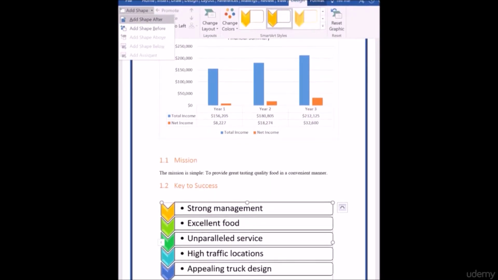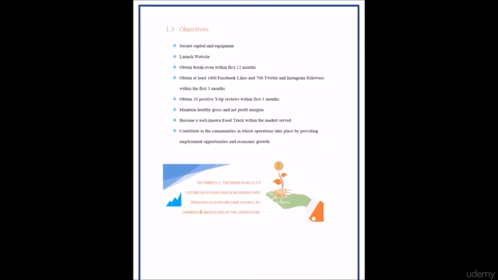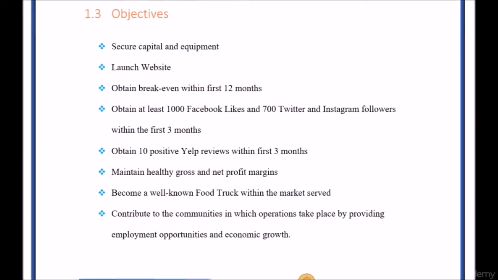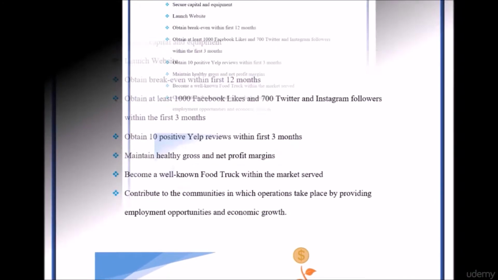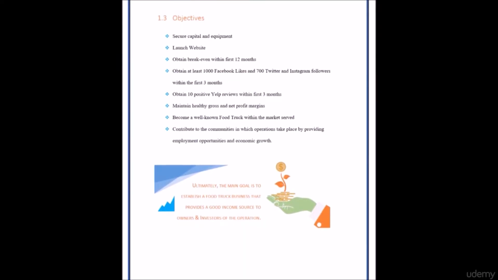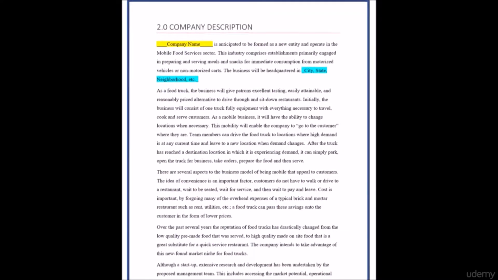Objectives are next. Here in the business plan template, you are provided several objectives for a food truck business. Go ahead, see if these fit your exact operation, make any changes needed. You're always welcome to use the sample content. Company description is next.